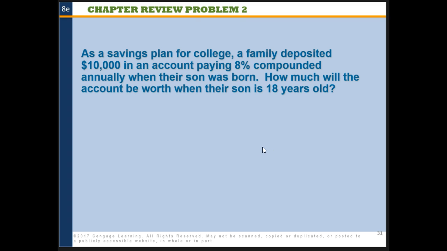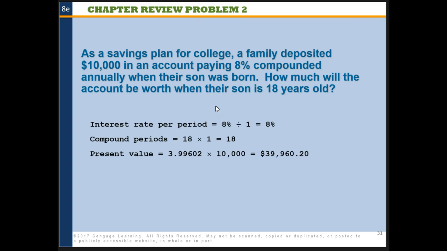All right, problem number 2. As a savings plan for college, a family deposited $10,000 in an account paying 8% compounded annually when their son was born. How much will the account be worth when their son is 18 years old? So this is a really good kind of practical example. It is compounded annually, 1 time a year. There's 18 years times 1 time a year is 18 periods. We look on the table to get our value times 10,000. So that means when their child is 18 years old, that $10,000 will have grown into $39,960.20.